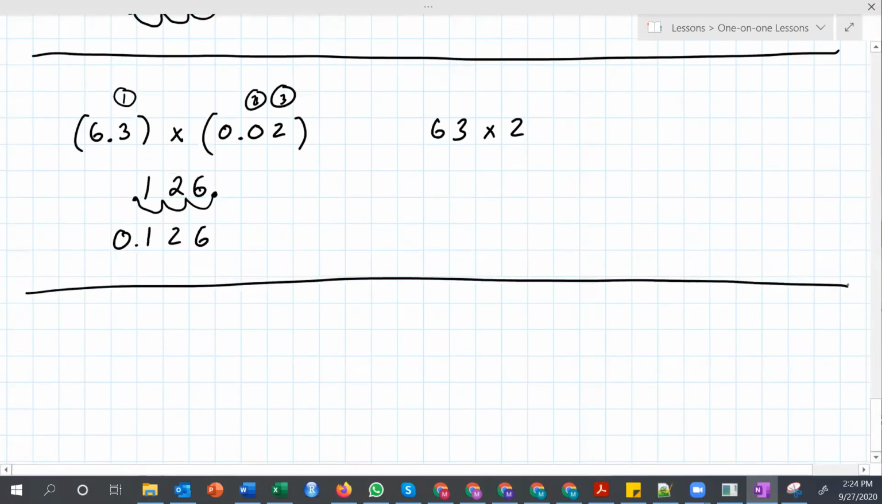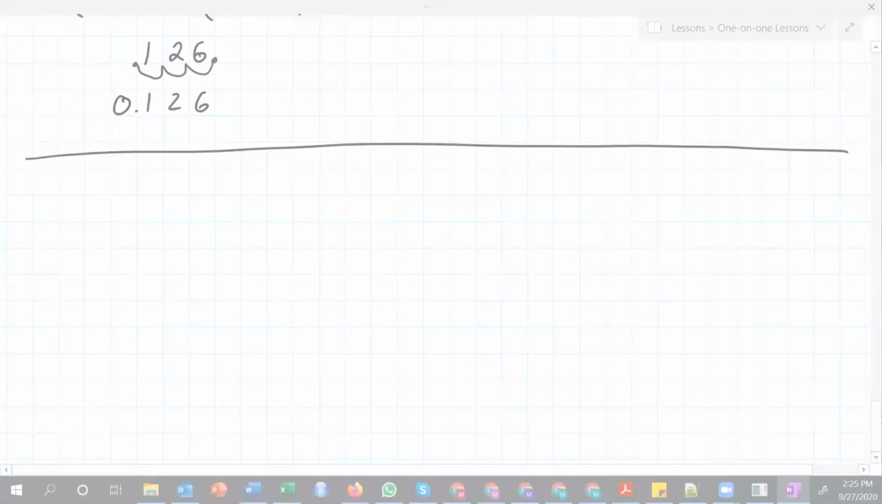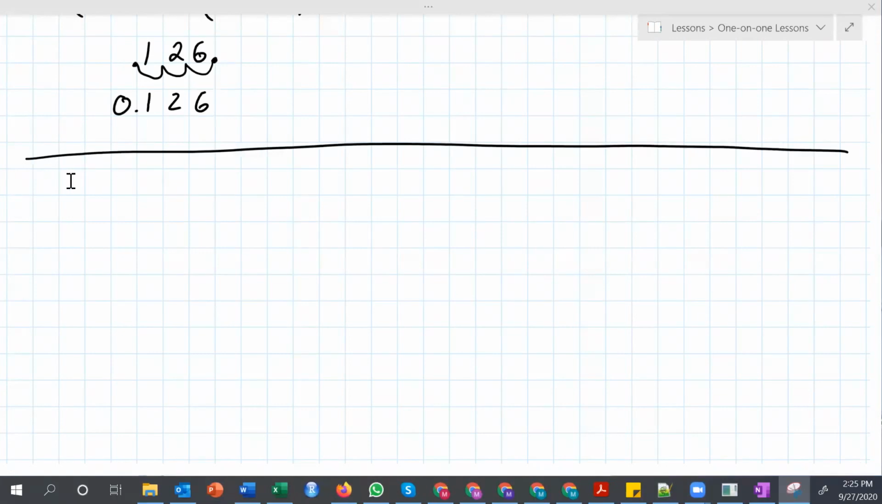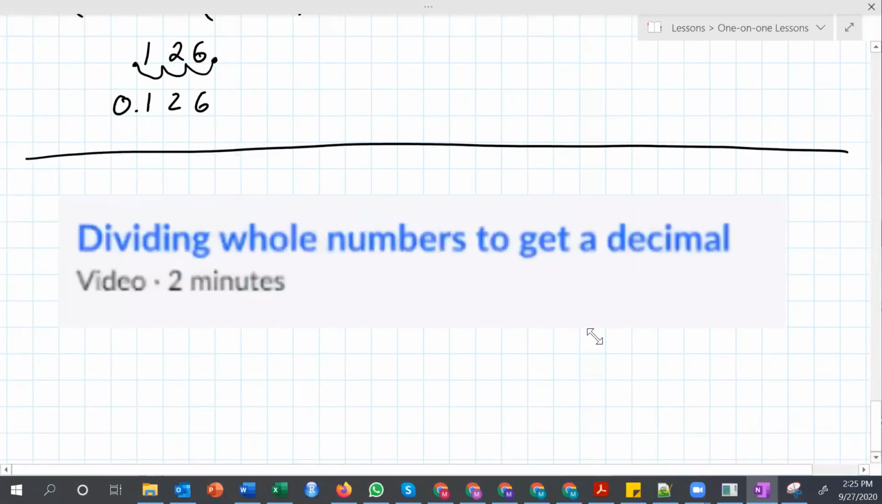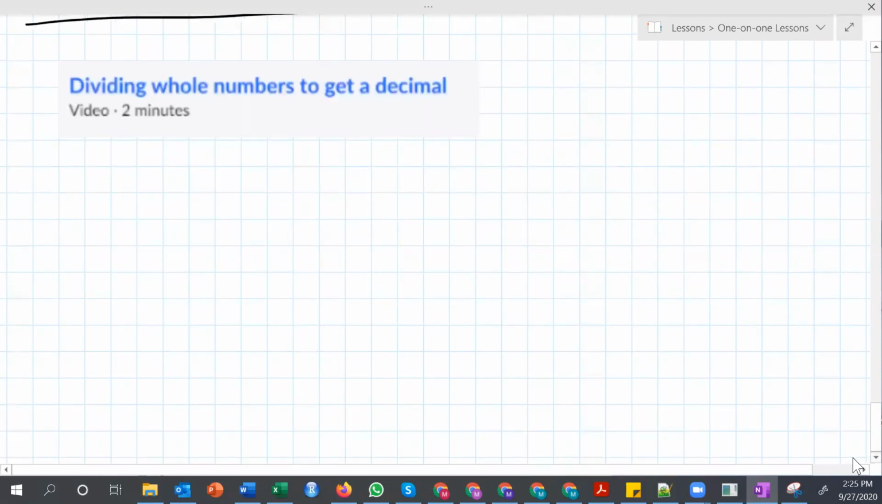Excellent. Okay, your dad sent me a list of some of the topics that you've covered this week. The first one says dividing whole numbers to get a decimal. I want to cover a few examples of each just to see if you're comfortable with them. So I'm going to snip it in, and it looks like you have a video and then an exercise. Okay, so there are certain numbers that work really well.